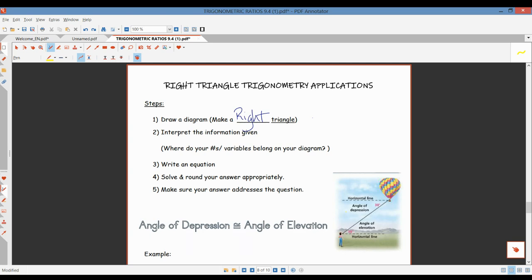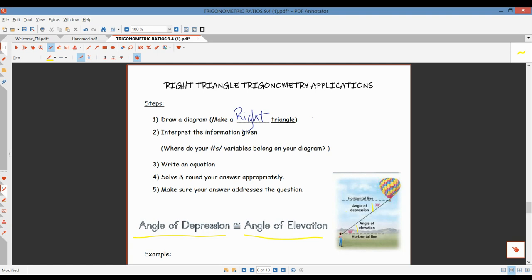Now notice I drew a picture over on the right hand side. I have a person looking up at a hot air balloon. So you can see that person looking up has that angle of elevation, and that person in the hot air balloon looking down is the angle of depression. It creates that Z shape that we looked at before. So we have that hidden transversal making that angle 38 and this angle 38, alternate interior angles.